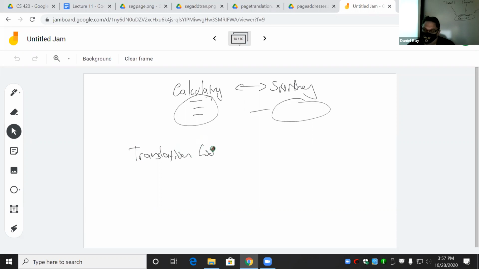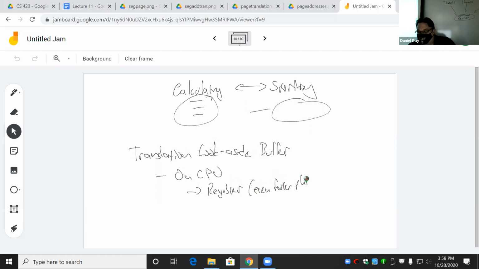Translation lookaside buffer. Okay? So on the CPU, give me a chunk of a register. This, by the way, is even faster than RAM. So why don't we just put everything inside the registers? Because you'd need a $100 million chip. Okay? They're expensive, right? They're super fast, but they're expensive.